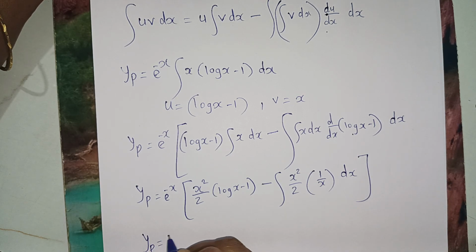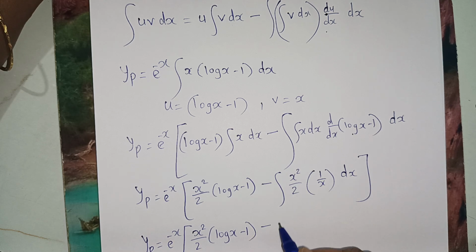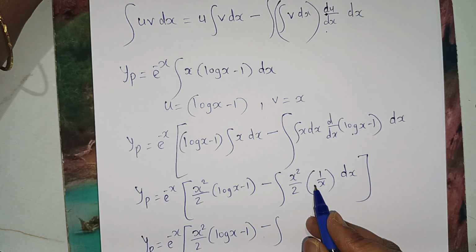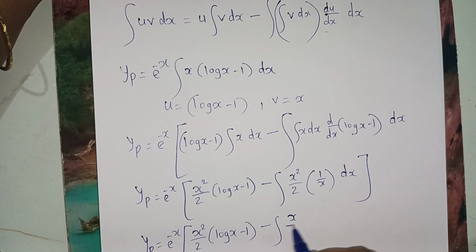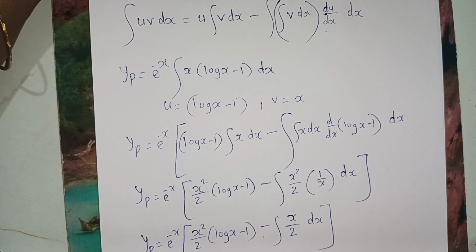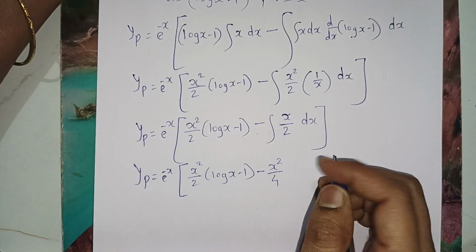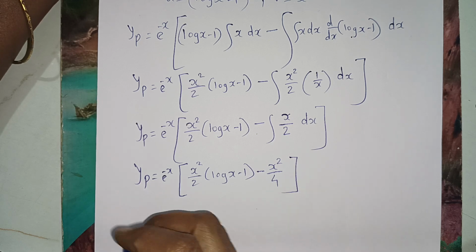So yp is equal to e raised to minus, x square by 2 log x minus 1, minus, x will be cancelled, so you will have x by 2 only, dx. So yp is equal to e raised to minus x square by 2 log of x minus 1, minus x square by 4, x square by 2 and this first half. Okay, so x square by 4. So this is your yp.